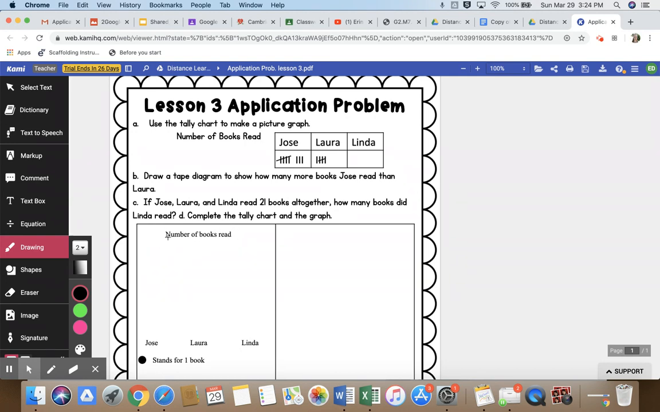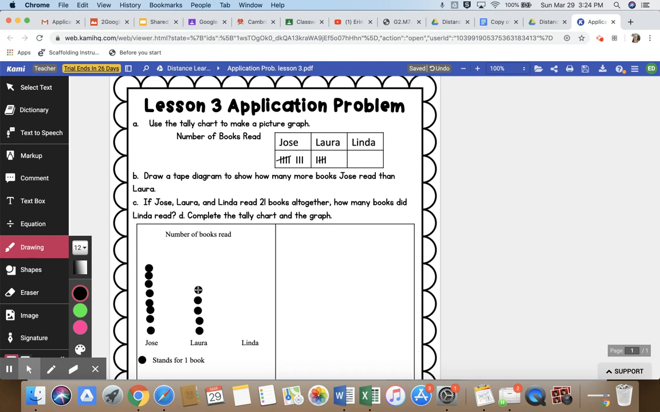So I went ahead and started our picture graph over here with the number of books read and this little dot to stand for one book. So we can look up here at Jose and say he read 5, 6, 7, 8. So I'm going to record 1, 2, 3, 4, 5, 6, 7, 8 dots for Jose. And for Laura, I'm going to do 5. So 1, 2, 3, 4, 5.